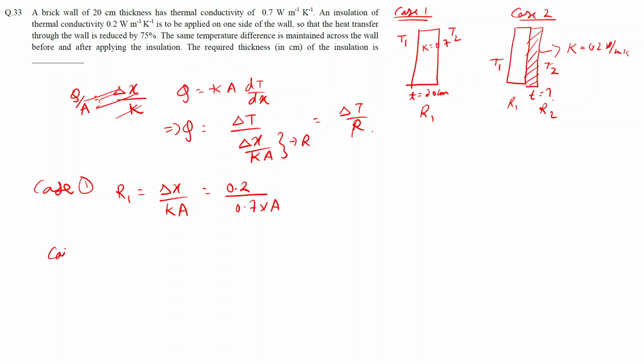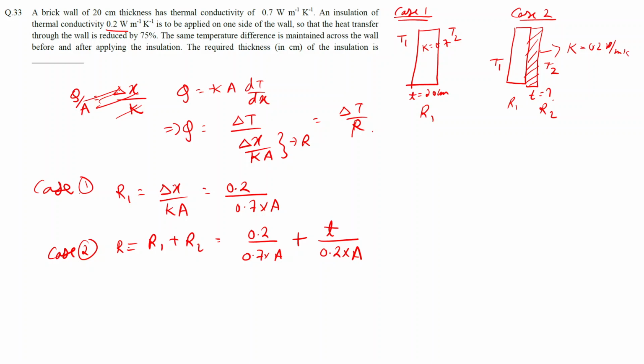Now for case 2, the total resistance will be the sum of R1 and R2. It is R1 plus R2. R1 we have found as 0.2 upon 0.7 into A, plus R2, where the thickness we have to find, the thermal conductivity we have been given as 0.2, into area. So now we have the resistance for both of these cases.